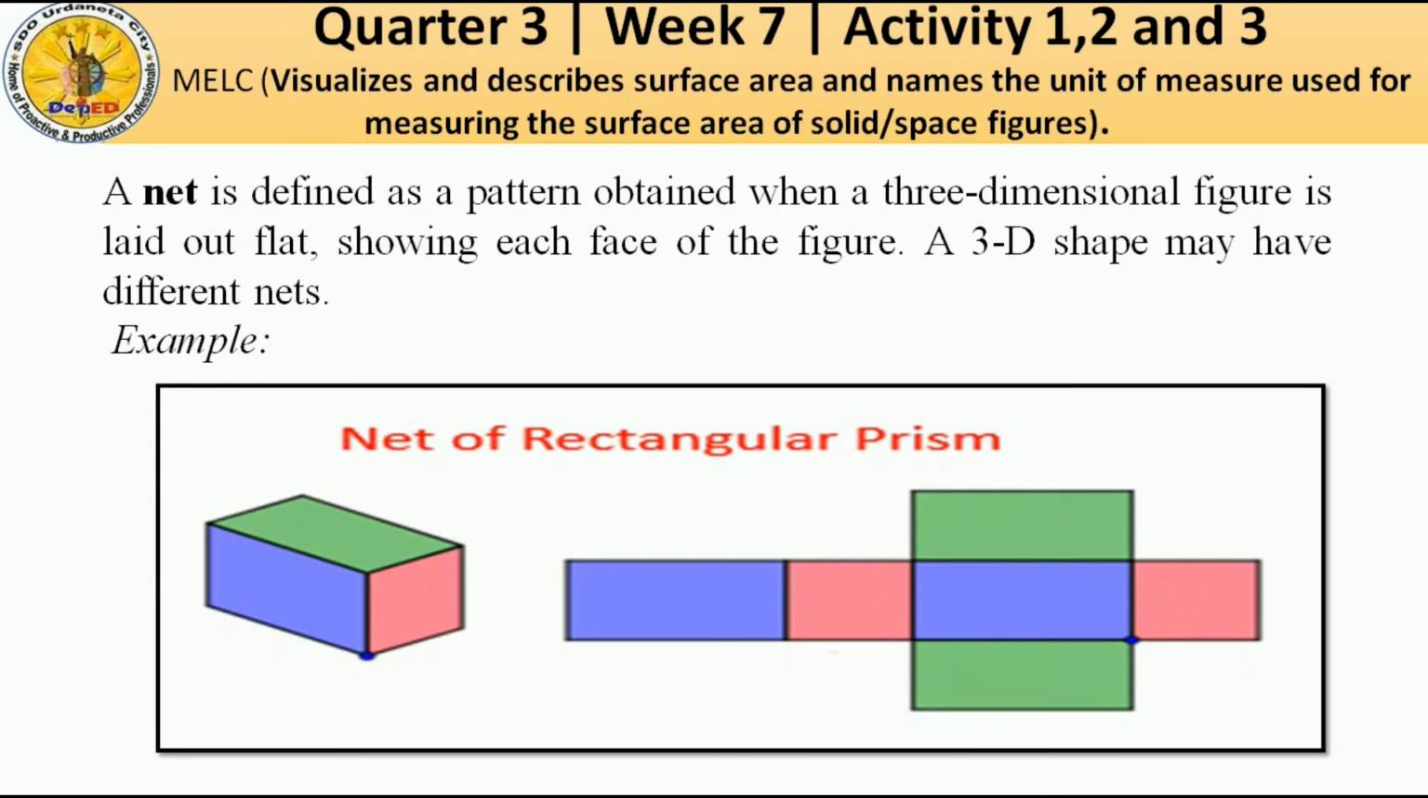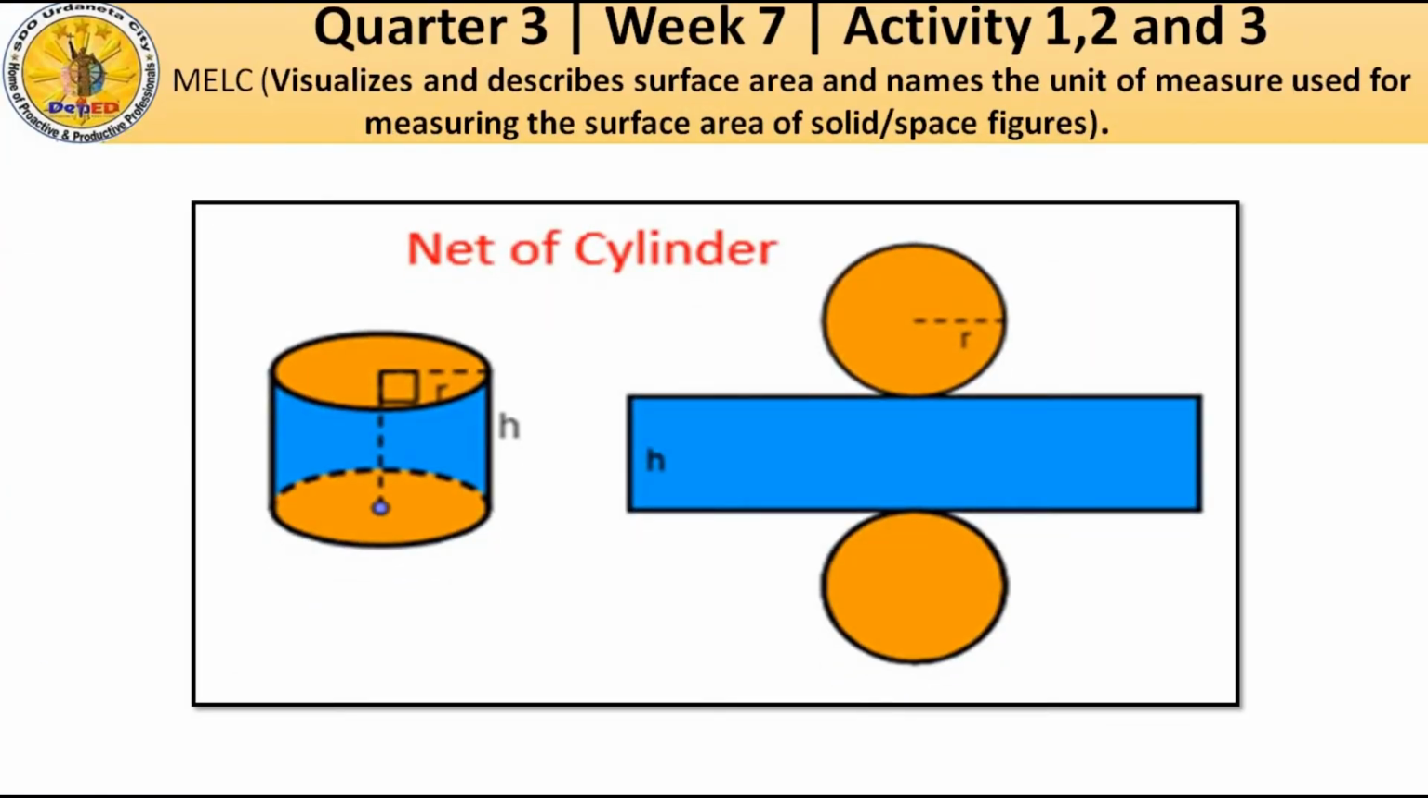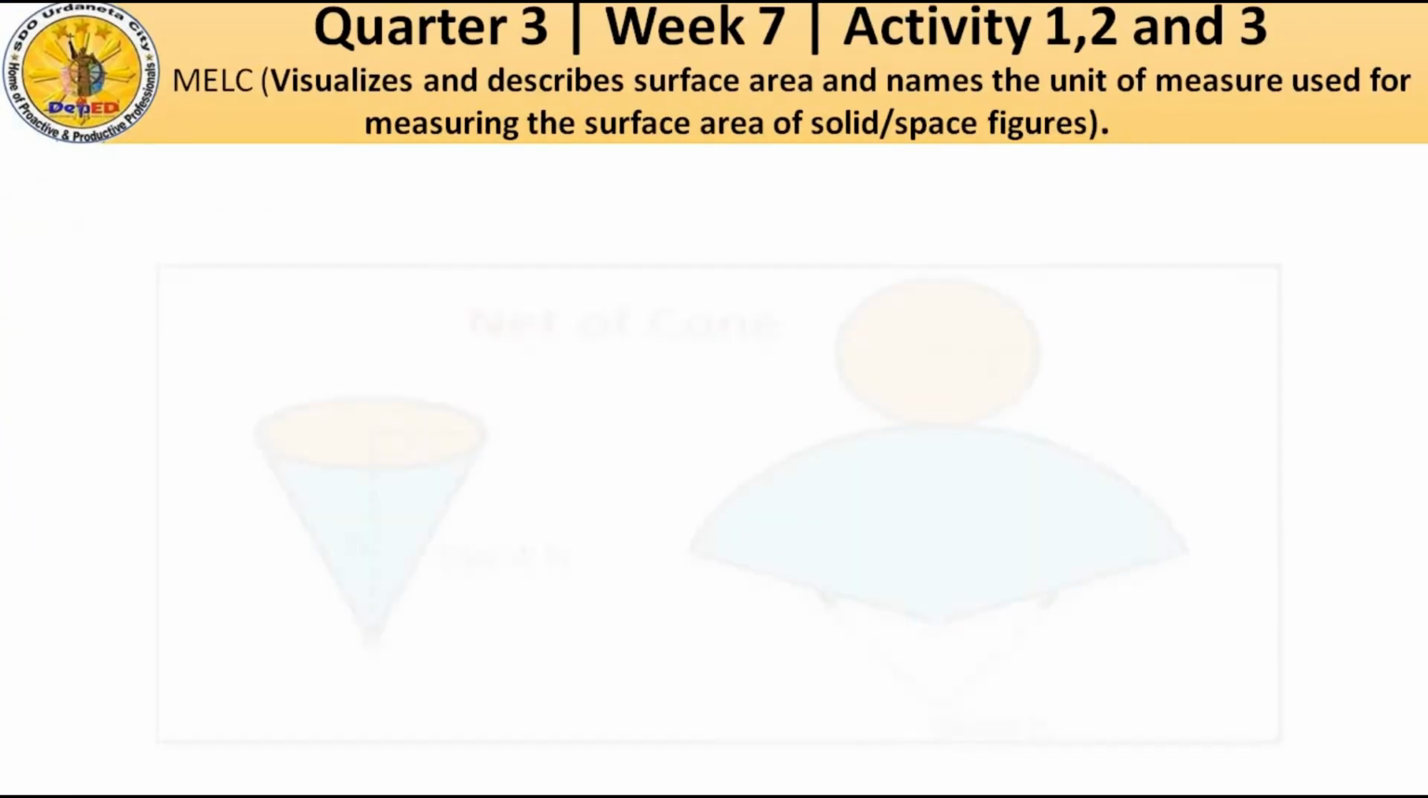A three-dimensional shape may have different nets. The first one is the net of a rectangular prism. Next, we have the net of the cylinder. Another one is the net of the cone.